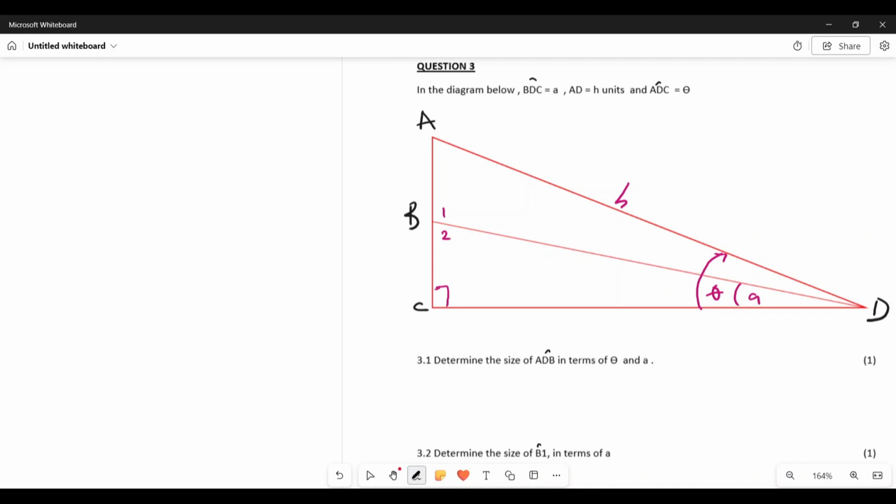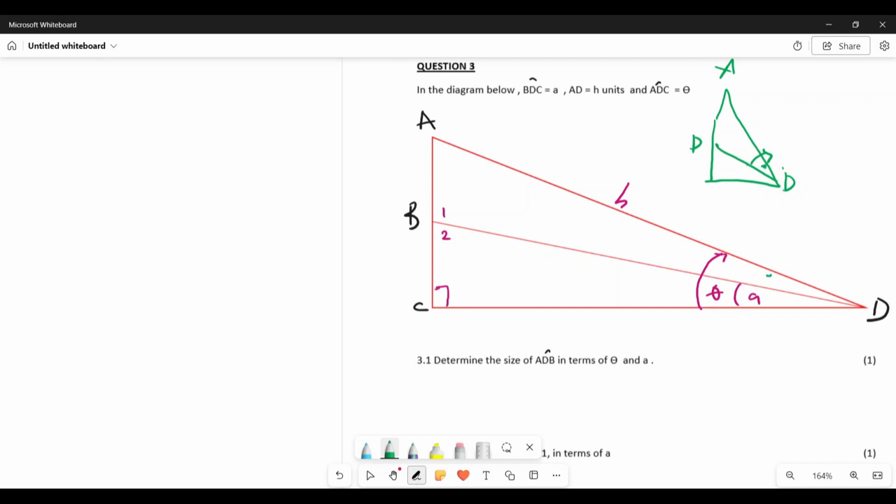Now 3.1, try to determine the size of ADB, so basically the bigger triangle. So let me just try and draw this here. This is A, this is D, this is B. Basically they're referring to this angle right over here. Determine ADB in terms of theta.